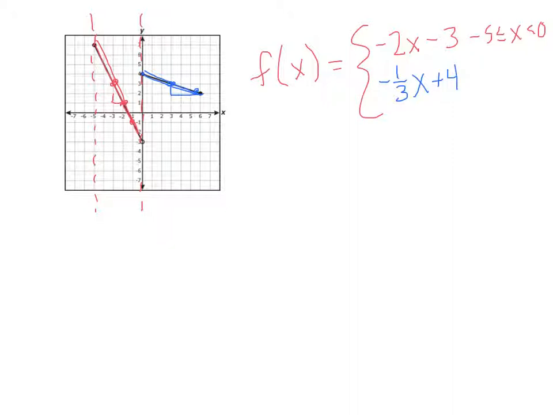And this one is only for the x's between 0 and 6. That's the only part of that line that we care about. Since both of them are closed circles, we're going to use the less than or equal to signs for both. So I would say 0 is less than or equal to x is less than or equal to 6. And that's the piecewise function for that particular graph.